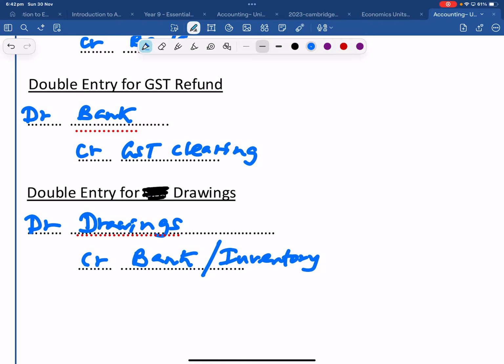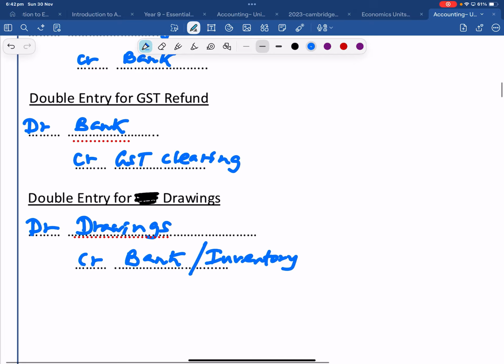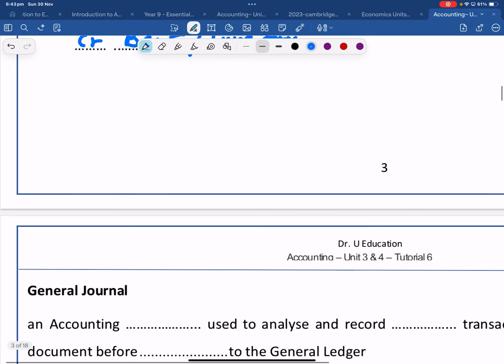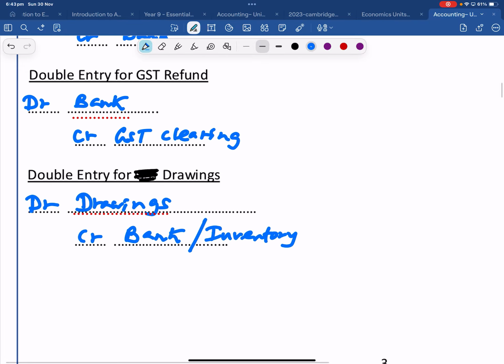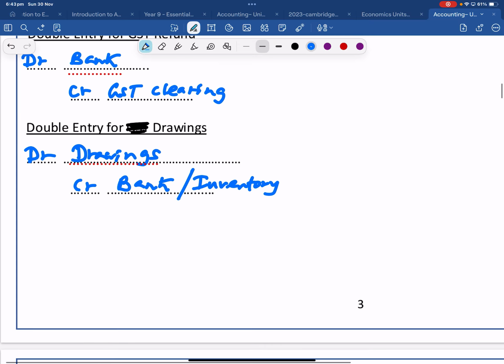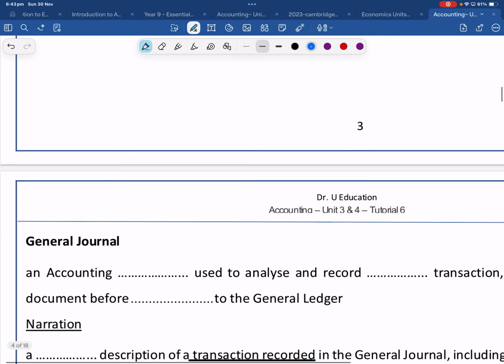Any questions? GST drawings. Yes. Yeah, it's like ATU, the owner of the ATU. Yes. Okay.